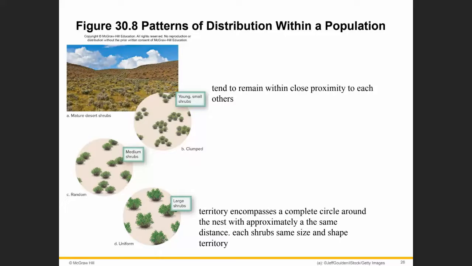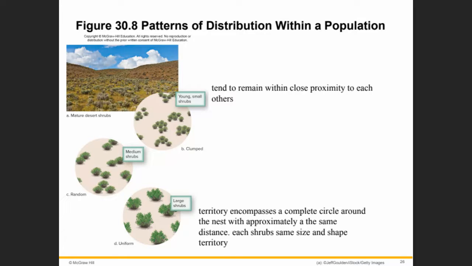So as I said, the pattern distributions can be either clumped, like here, an example of those desert shrubs, where the young, small ones stay together, remaining close to each other, so they are clumped distributions. They can be random, and they can be uniform.